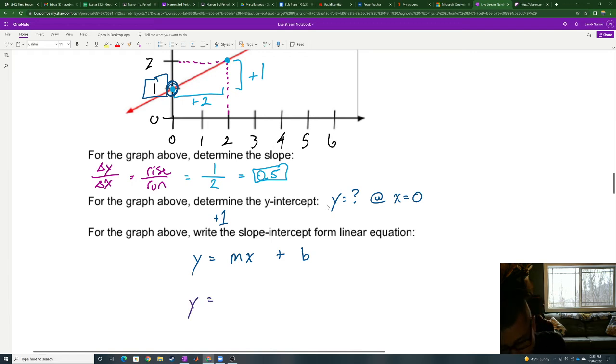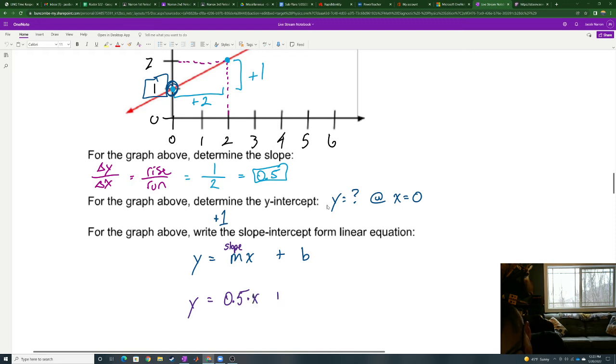Instead of m, hopefully you know that m is the slope, and we just found the slope. We said the slope was 0.5, so I can say this 0.5 is my slope, times x. X is just x, so I'll just rewrite x. It's the x variable, plus b. And what is b? B is the y-intercept.